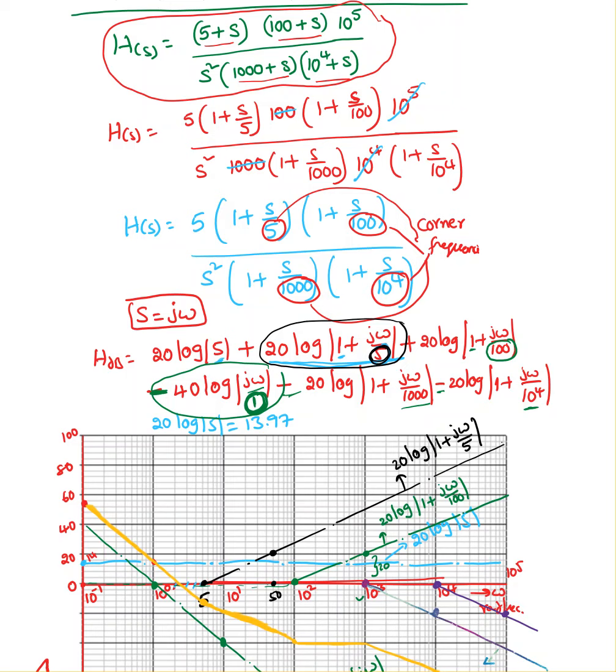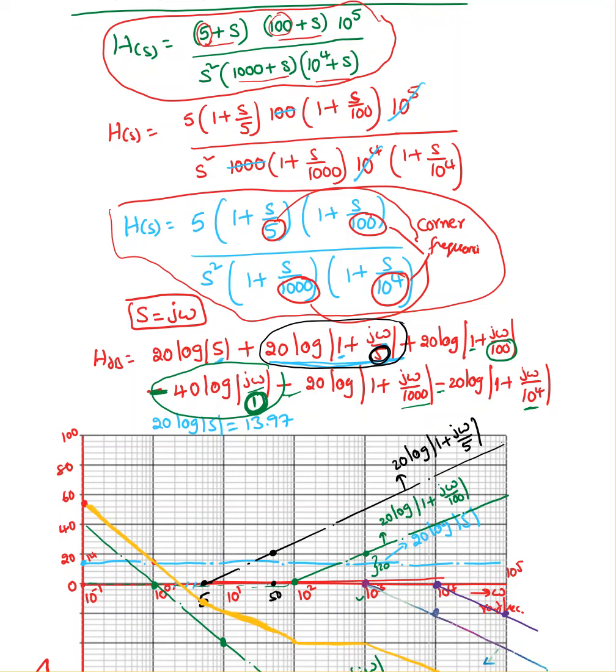Now step 1, what we need to do, write everything in terms of s plus 1. So what I'm going to do here, I'm going to pull out the 5, 100, so it's going to be 1 plus s over 5, 1 plus s over 100. Same way you can pull out 1000 and 10 to the power of 4 in the denominator. Now the final transfer function will end up with H of s equal to 5 times (1 plus s over 5)(1 plus s over 100) over s square (1 plus s over 1000)(1 plus s over 10 to the power of 4).